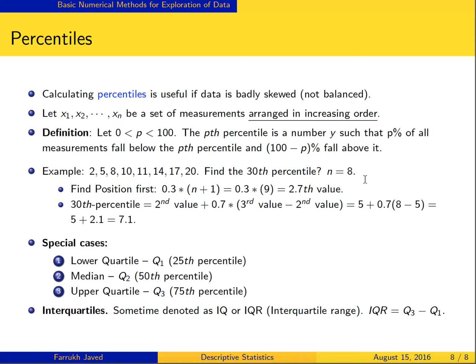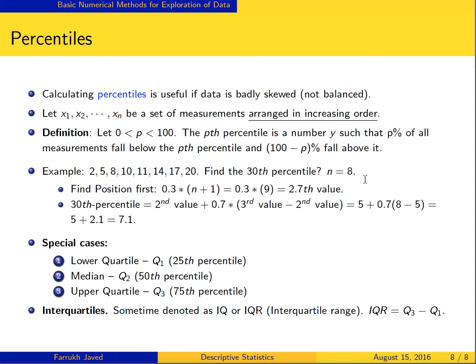Pretty simple actually. We just multiply the number of observations plus 1 by the percentile p we are interested in, to calculate the position of that value. And once we are done, we evaluate the value at that position in another manner.